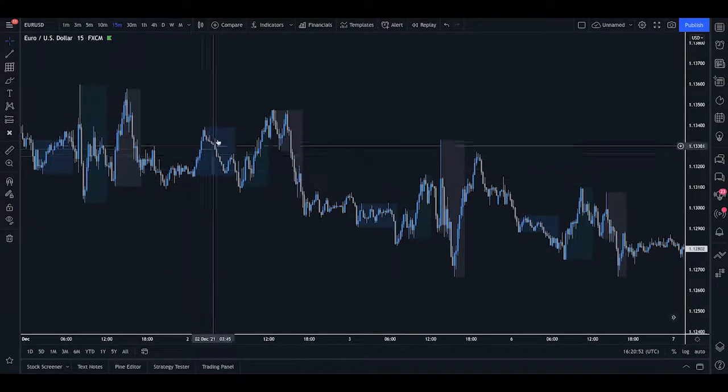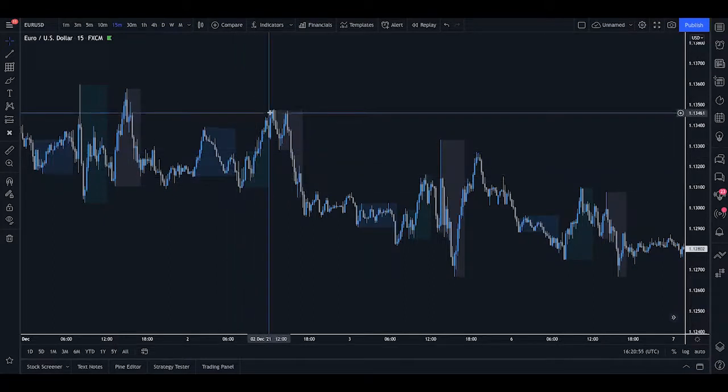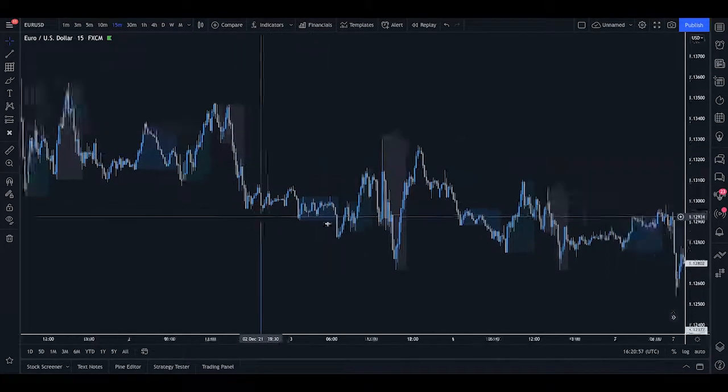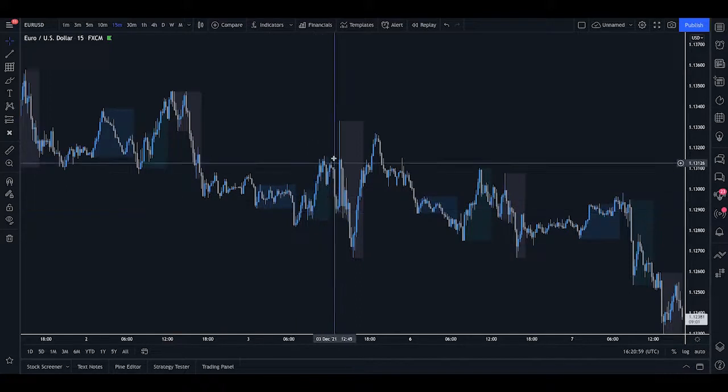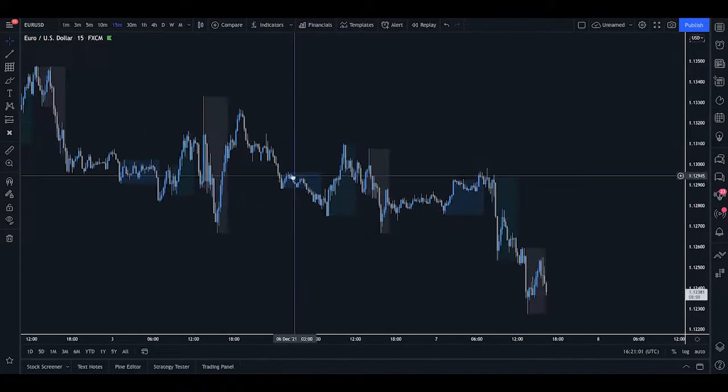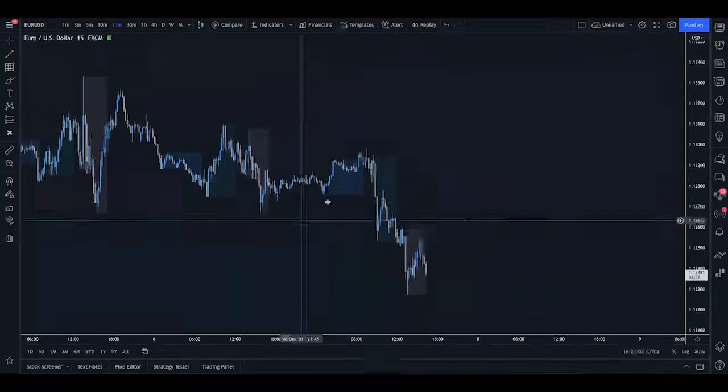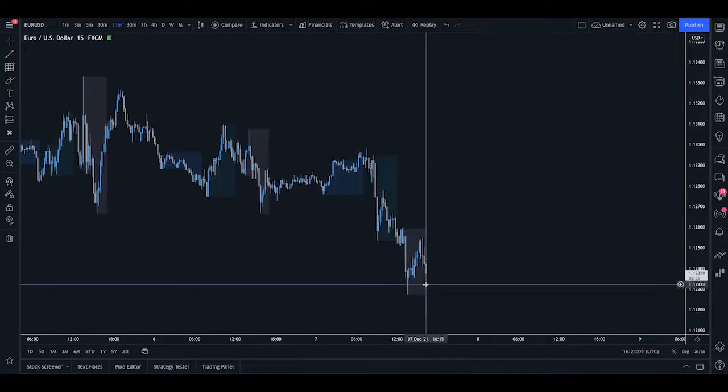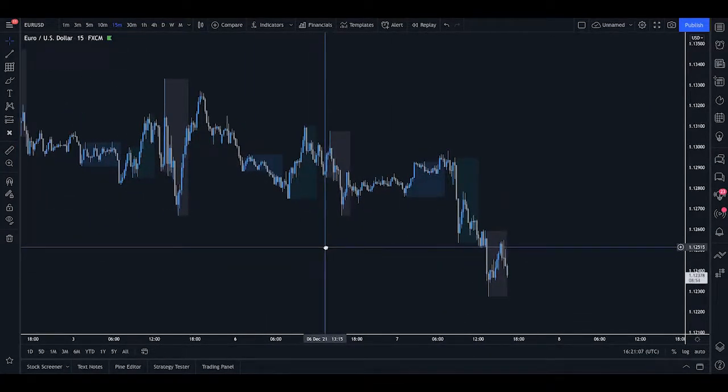Same again, we have the Asia consolidation area. Then we have a London push and a New York push. Asia consolidation, London push, New York push, repeated again and again. Okay, so you can see that this is a very consistent thing, happens pretty much every single day.